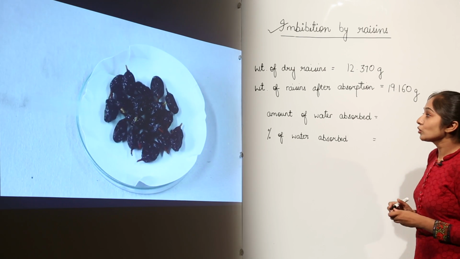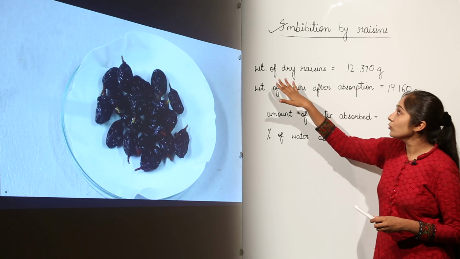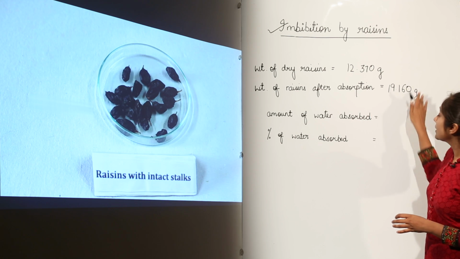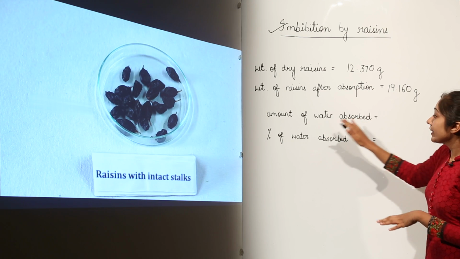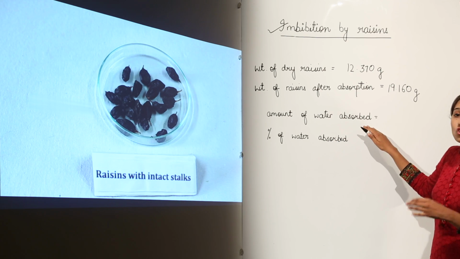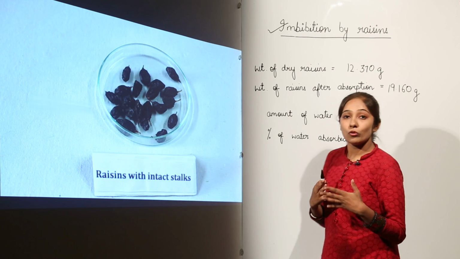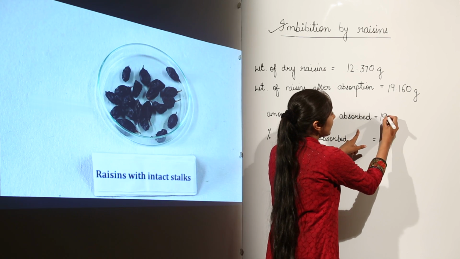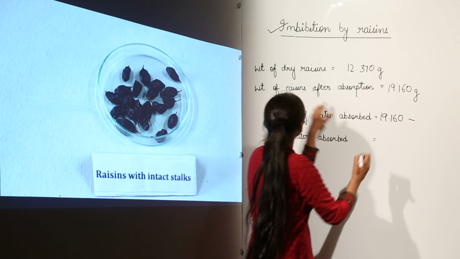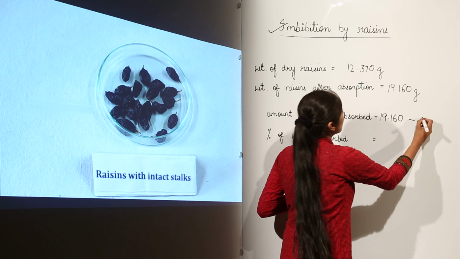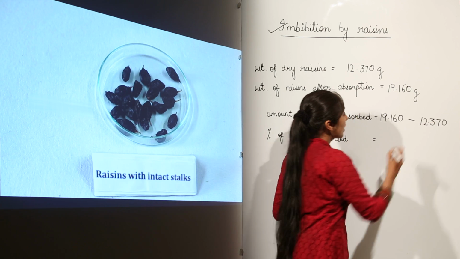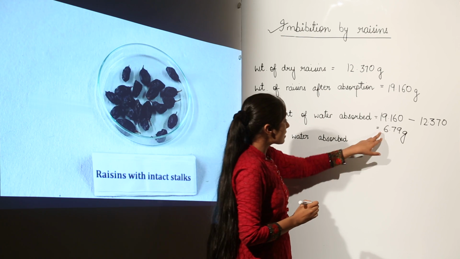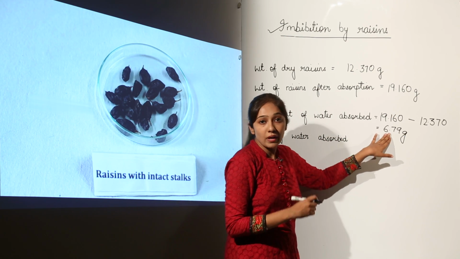19.160 grams. So, by this we have got the weight of dry raisins and the weight of raisins after absorption. Now, we will find out the amount of water absorbed by raisins. How will you find it out? It will be equal to the weight of raisins after absorption, that is 19.160, minus the weight of dry raisins, that is 12.370. So, it comes out to be 6.79 grams. This amount of water is absorbed by the raisins.